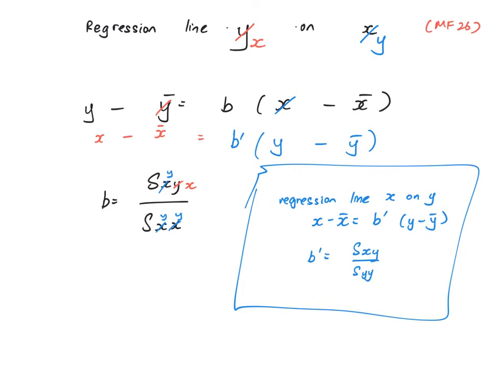With that we can now use this formula to compute and get the regression line of x on y. So how do we do that? Very simple. x minus x bar equals b prime times y minus y bar. We're just going to use the same idea. So x bar, as we found, was the summation of x over 8, and y bar is the summation of y over 8, because n is equal to 8 in this case.